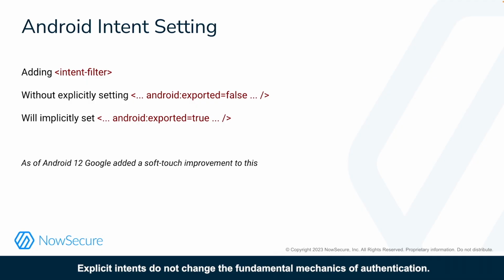Explicit intents do not change the fundamental mechanics of authentication. What's important is, if it was not designed to be exposed, set exported to equal false. If it was designed to be exposed to any other app, it should not expose more data than intended. If it was designed to be exposed to any other app by the same developer, it should use signature permissions. If it was designed to be exposed to any other app holding the relevant credential, it should use some internal authentication mechanism, like any web service, microservice, or DCOM RPC.